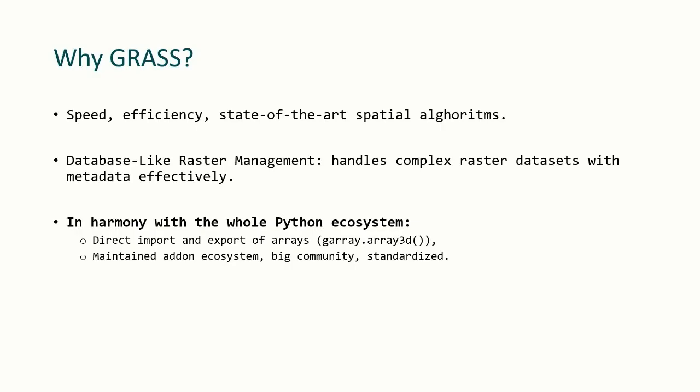Rasters are managed in GRASS like a database. You can have big rasters, then focus on parts, which are practically something like an index in the back. So you can just have large data, jump to a specific defined region, calculate it there, and go elsewhere. What is really great with GRASS is that it's in harmony with the whole Python ecosystem. You can use GRASS from command line, from Python, from R, and so on.